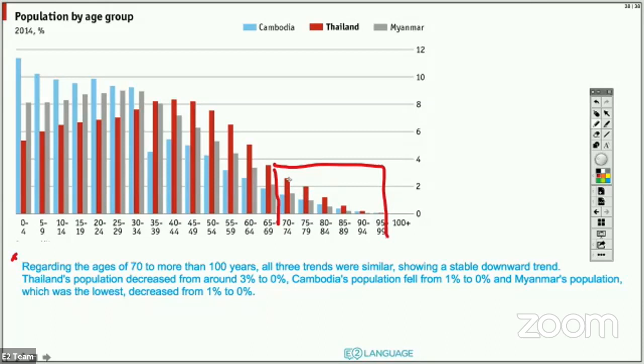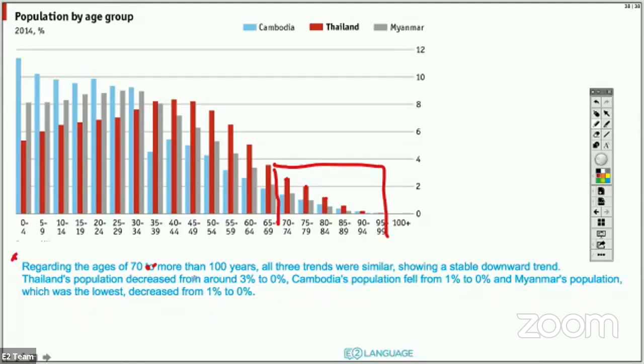But what happened here? Well, Thailand has more old people, basically. A higher proportion of the population are old in Thailand. If we look here, 70 to 74-year-olds, about 3% of Thai people are between 70 and 74, 2% are between 75 and 79, and then it starts to decrease like that. So I said, regarding the ages of 70 or more than 100 years, all three trends were similar, showing a stable downward trend. You're right. Look, Thailand decreased, Myanmar decreased, Cambodia decreased. Of course, they're decreasing because people are getting old and they're dying.